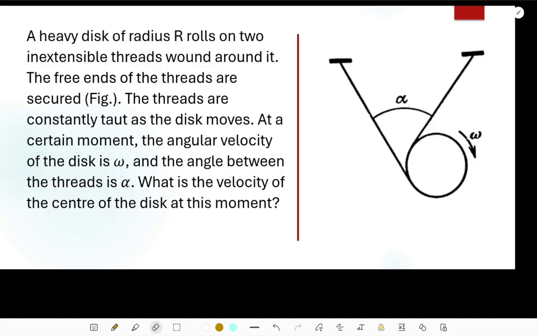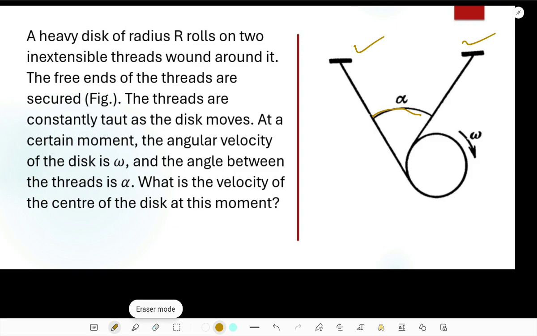You can see it rolls on two inextensible threads wound around it. The free ends of the threads are secured. That means they are talking perhaps about this point. And the threads are constantly taut as the disk moves. At a certain moment, the angular velocity of the disk is omega, and the angle between the threads is alpha, this angle. What is the velocity of the center of the disk at this moment?